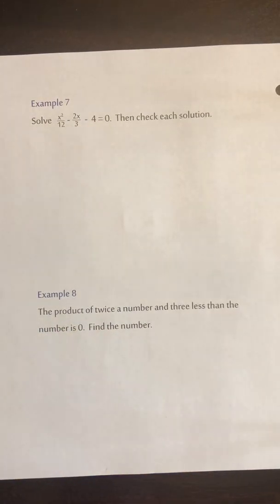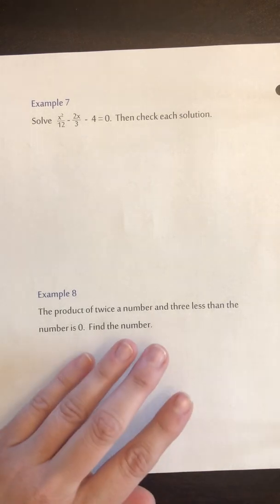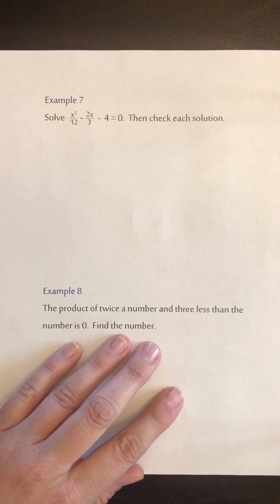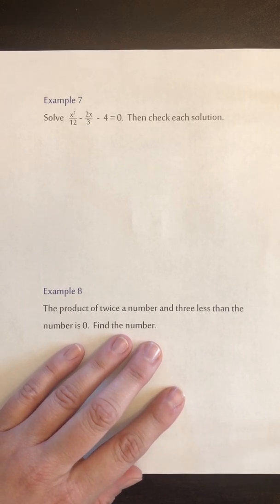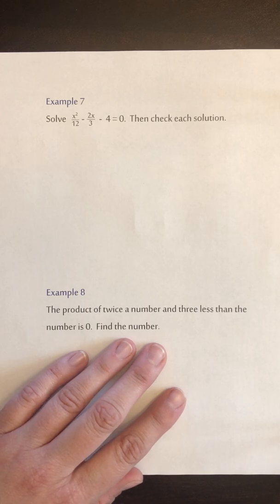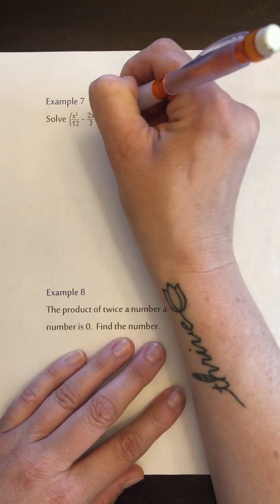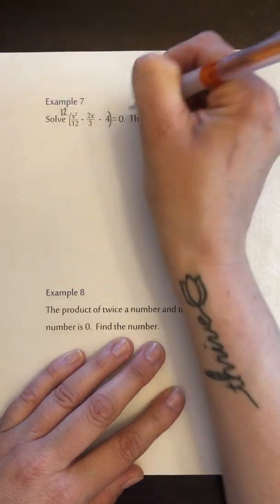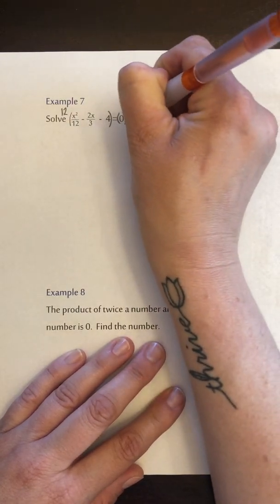Okay, number 7. So good news is it's already set equal to 0. Bad news for some of you is that you don't particularly like fractions. But when we did this type of problem earlier this year, I did teach y'all a way that you could avoid fractions, and that is to find what the common denominator would be and multiply it on both sides. So I think the common denominator would be a 12. So I'm going to multiply both sides by 12.